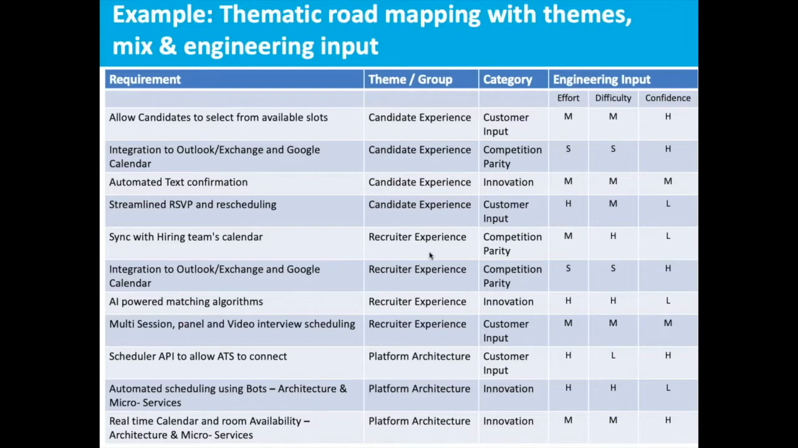And with platform architecture, the same thing. You have a customer input for allowing API access, but you also have 2 innovation features that allow you to actually leapfrog the market through automated scheduling as well as real-time calendar and room availability. Again, you go through the exercise of looking at what is the effort, what is the difficulty, and how confident the teams are. And this gives you a good feel for the next step, which is how do you go about actually creating your release plan.